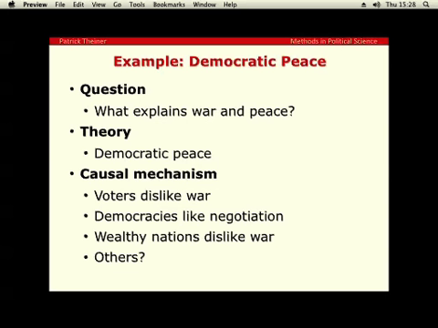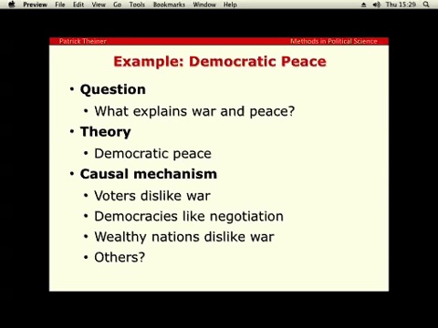So, let's think about this systematically, okay? What's the question here? Well, the question is really, what explains war and peace? Maybe one of the most important questions in all of political science, because war is so terrible and peace is so desirable, which is why we are really interested in figuring out why the one happens and not the other. So what explains war and peace? Well, maybe war and peace is explained by whether or not a country is a democracy. Right? That's our theory.